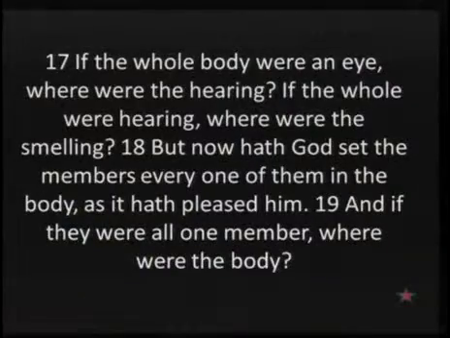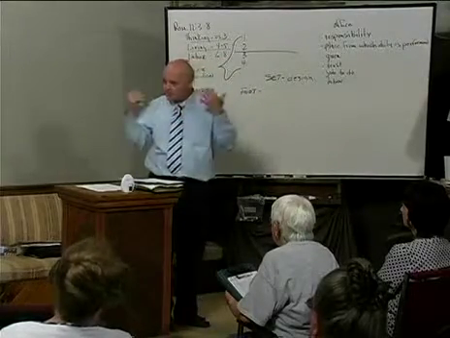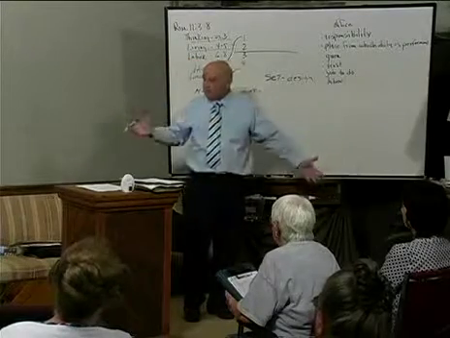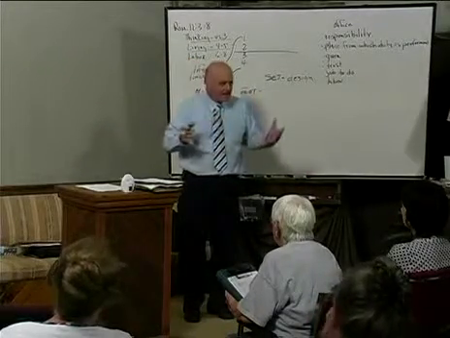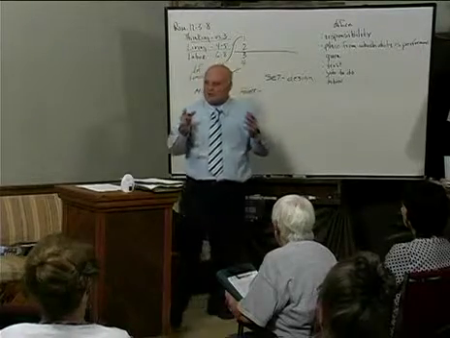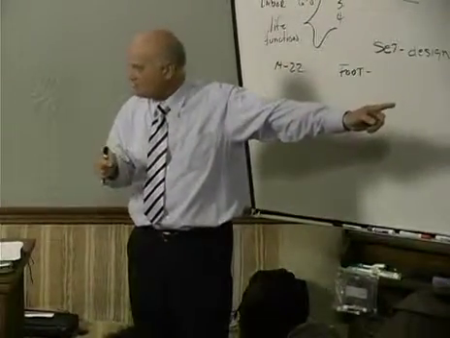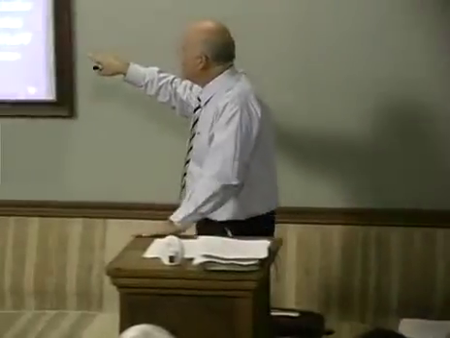God has set the members, every one of them in the body. You know what that means? There's design. He's still talking about a physical body here. God said two feet, five toes on each foot, two hands, five fingers on each, two eyes, one nose, two nostrils, two ears, one head. He designed all of that. With what in mind? Whatever he designed for a body to do, he equipped that body when he set the members in the body. As it hath pleased him.